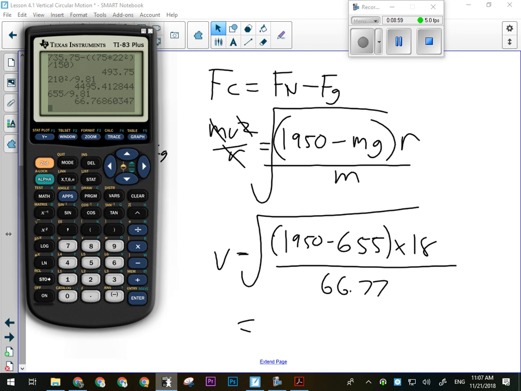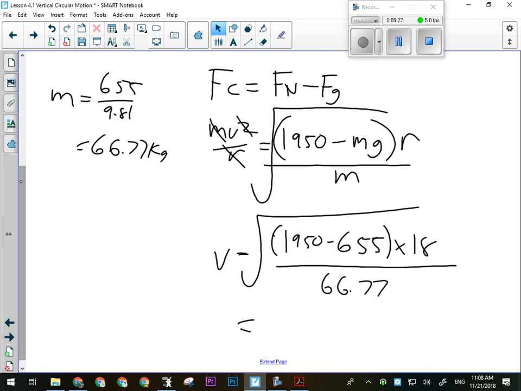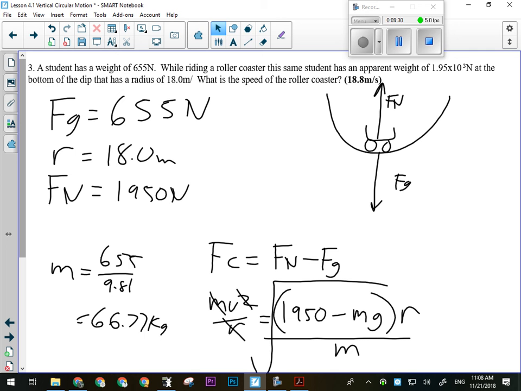So we have the square root of 1,950 minus 655, times 18, divided by our answer, that way we get all the decimals in there. So it's got to be moving at 18.7 meters per second. 18.8. I probably rounded something off incorrectly somewhere, but okay. Everybody follow me there?